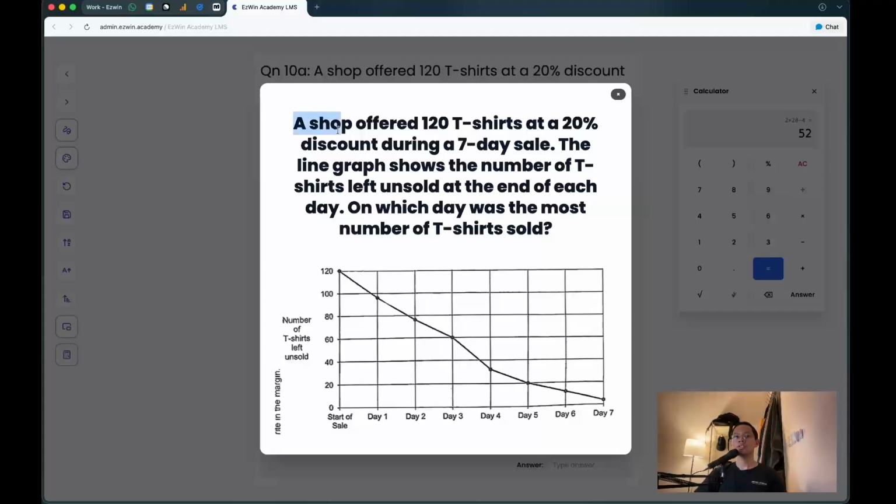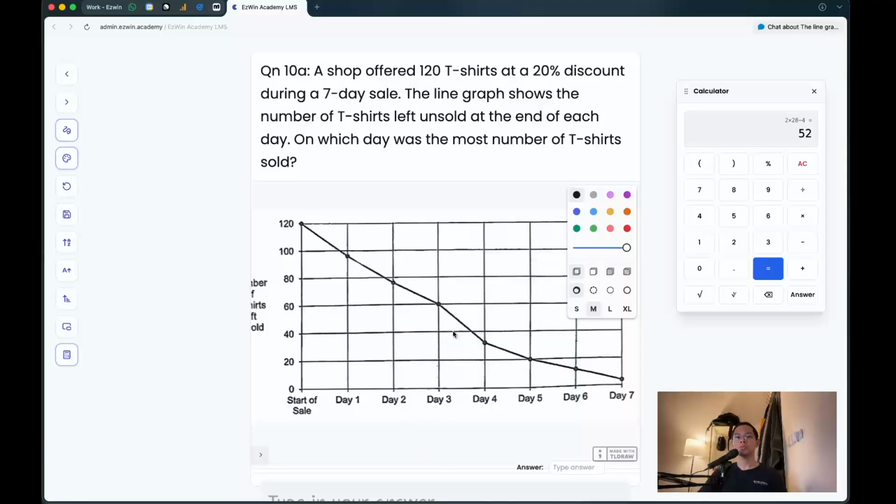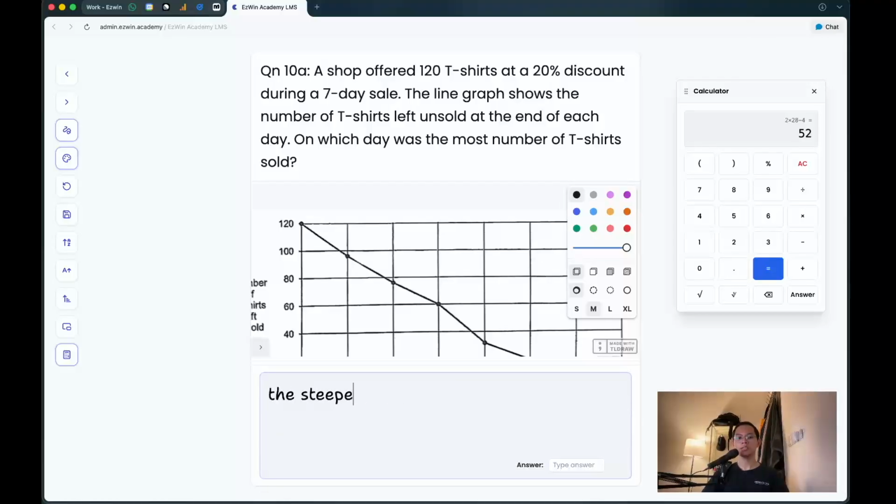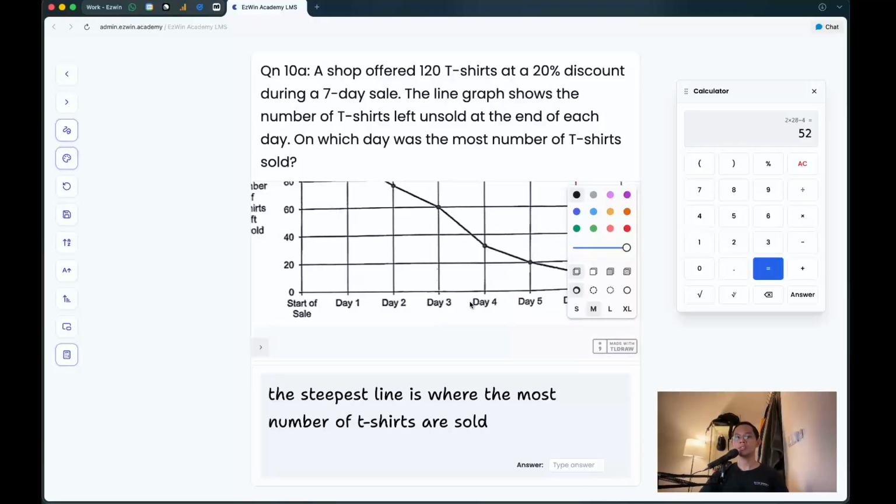Question 10a. A shop offered 120 t-shirts at a 20% discount during a 7-day sale. The line graph shows the number of t-shirts left unsold at the end of each day. On which day was the most number of t-shirts sold? So from here, if you were to visually look at it, the steepest line is where the most number of t-shirts are sold. So what is the steepest line over here?